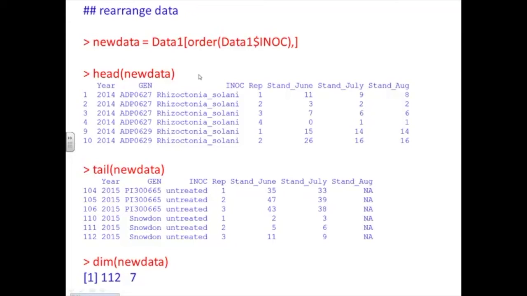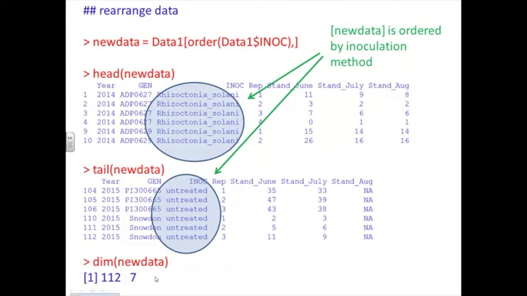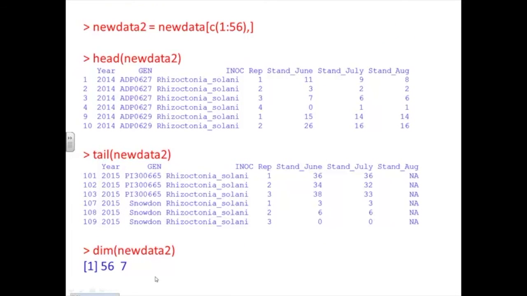Okay? And then again, look at my dimensions. My dimensions are the same as they were before. Okay? So I've ordered my data based on that inoculation method. So now I'm going to take that object that I created called new data, and I'm going to tell it to give me row 1 through 56.